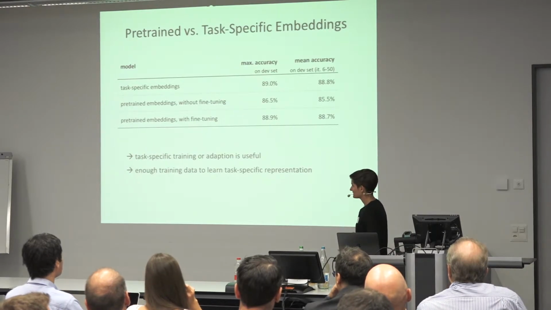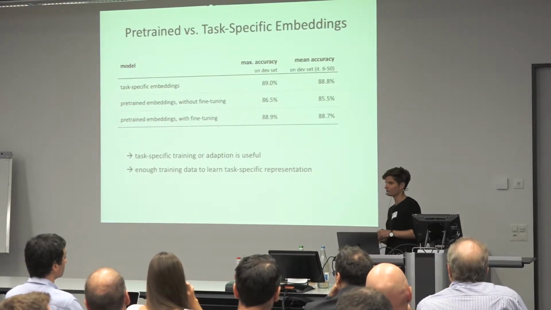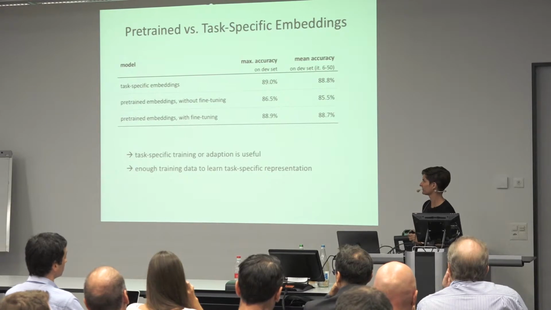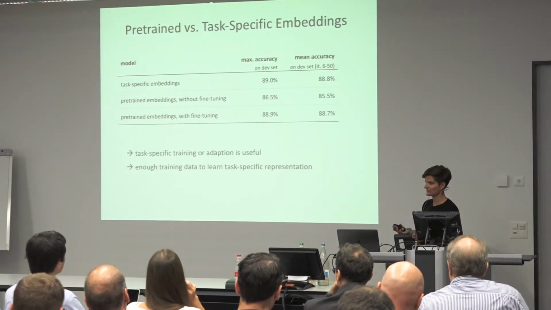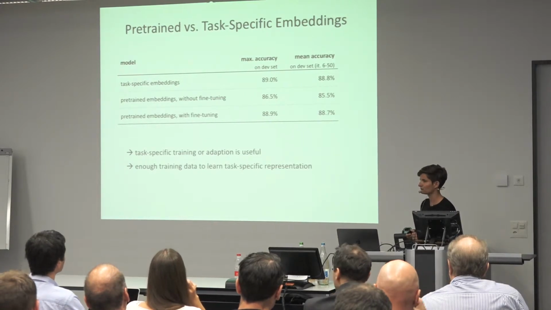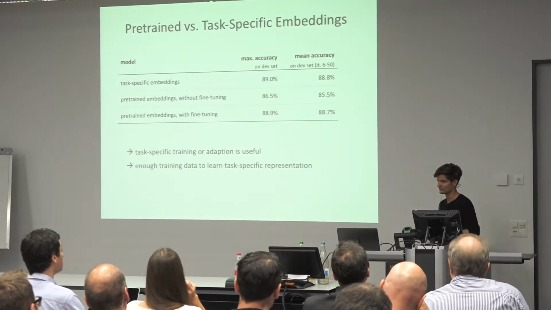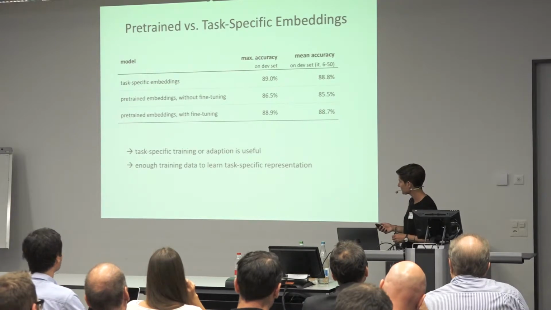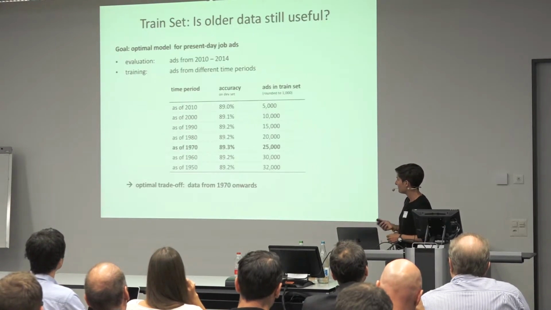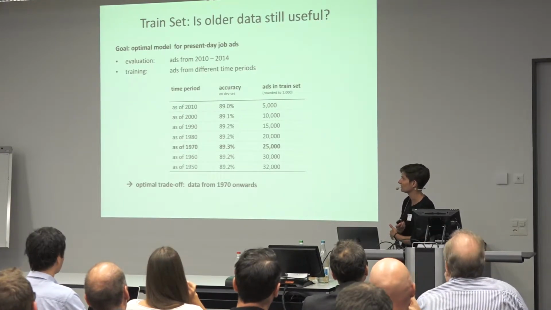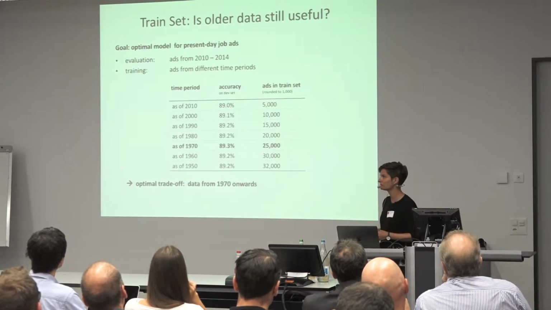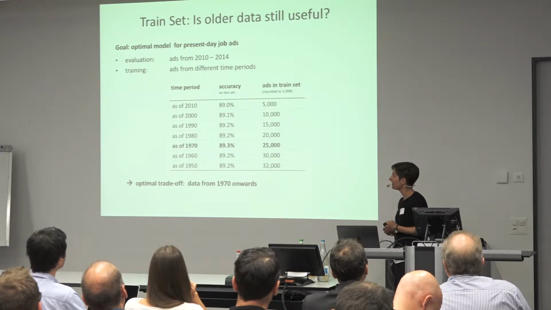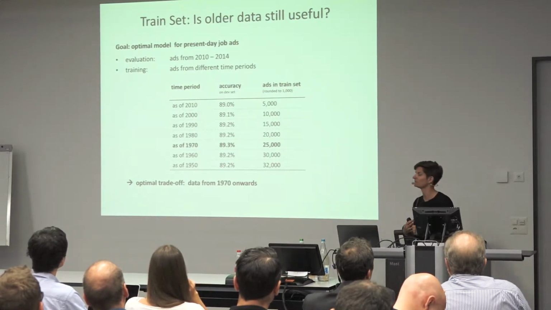So this implies that the task-specific training, or at least adaptation of the embeddings, is useful for our task. Secondly, it suggests that we have enough training data to learn a good task-specific representation. As we have seen, the large amount of training data that we have in general is very useful for us. Another question is, how useful is older training data?